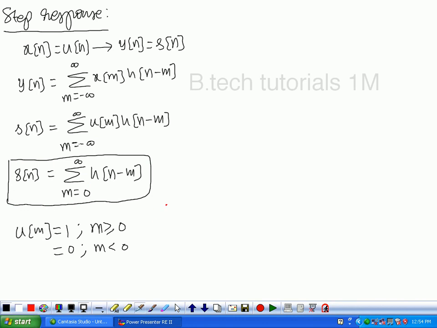We already know that u of n is equivalent to sigma k equal to 0 to infinity delta of n minus k. We know the relationship between the unit step and the unit impulse function. This is the relationship between the unit step response and the unit impulse response. S of n is the step response, h of n is the impulse response. If you know the impulse response, we can find the step response. Both are related.